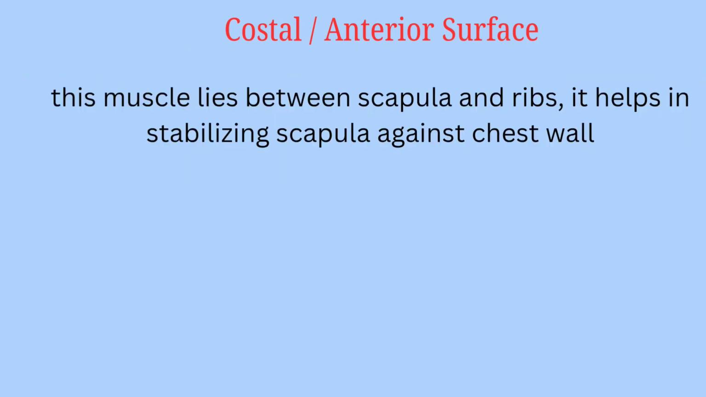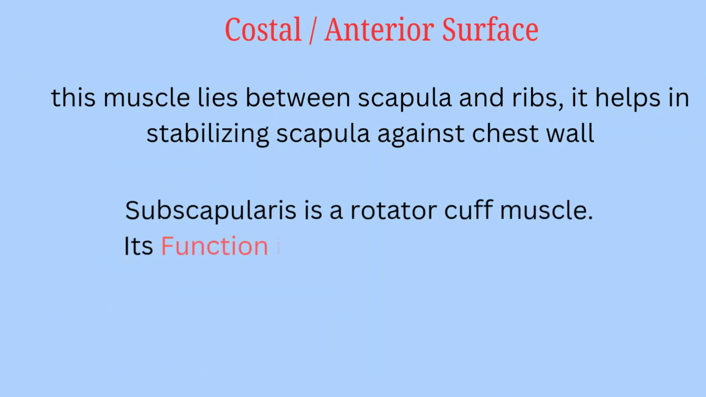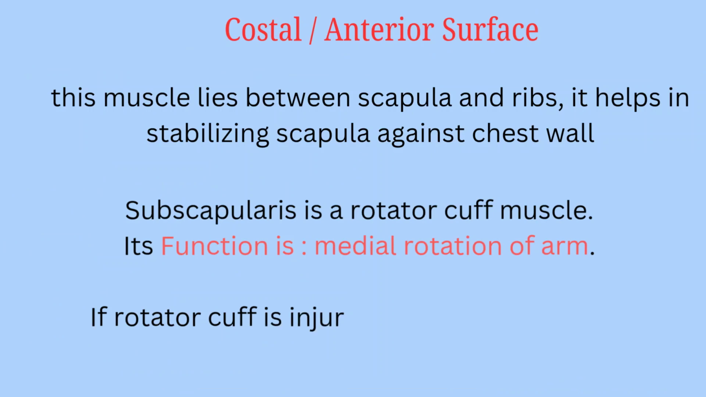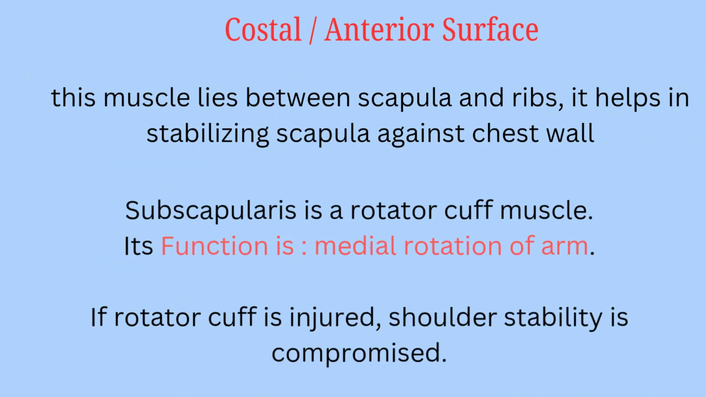Now, understand logically. Since this muscle lies between the scapula and ribs, it helps in stabilizing the scapula against the chest wall. Subscapularis is a rotator cuff muscle. Its function is medial rotation of the arm. If the rotator cuff is injured, shoulder stability is compromised.